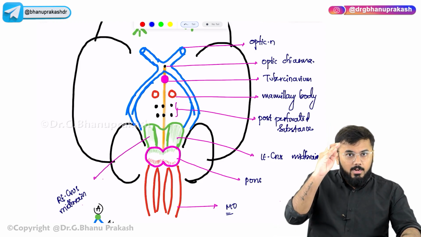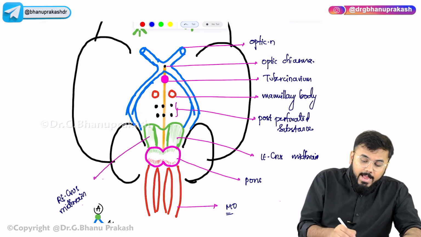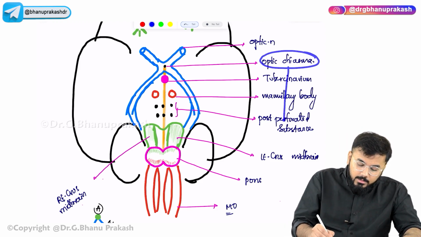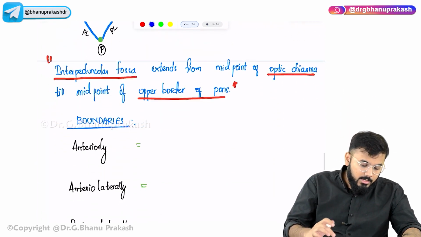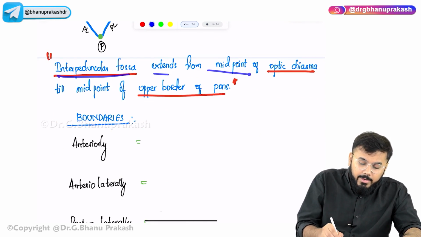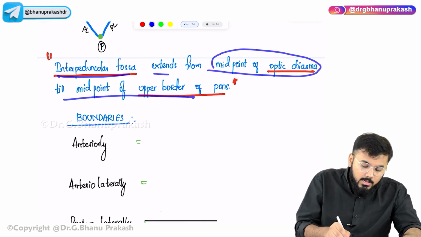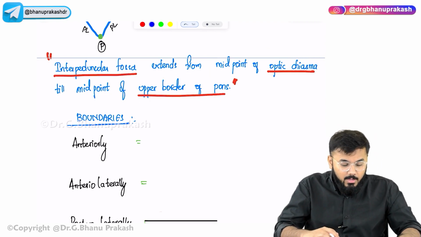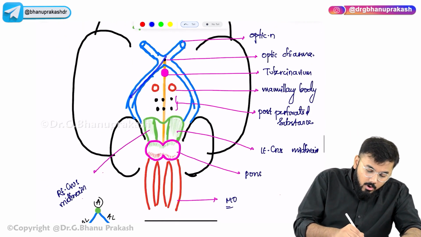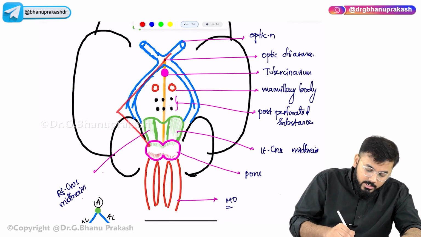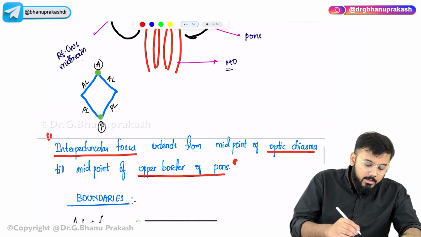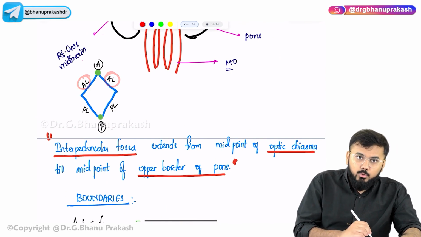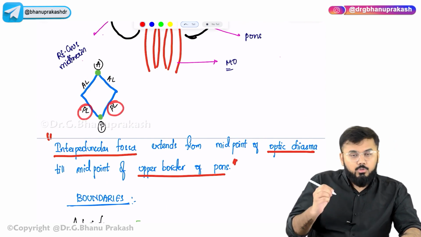The interpeduncular fossa hangs down all the way from the optic chiasma to the superior border of the pons. It extends from the midpoint of the optic chiasma down to the midpoint of the upper border of the pons. If I draw a structure like this, connecting all of that, you see I have 4 important borders: 2 anterolateral borders and 2 posterolateral borders.